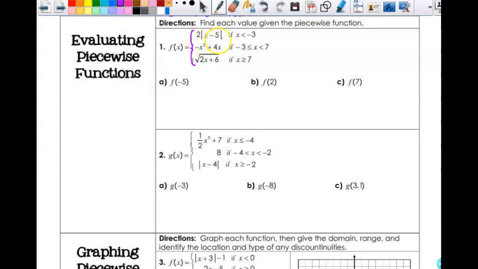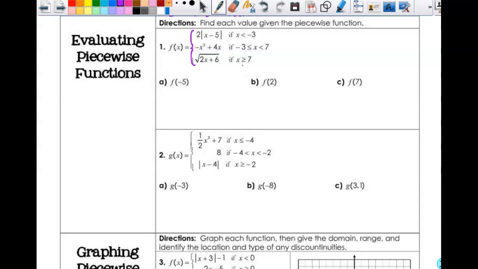And so I'm using this function if x is less than -3. I'm using this part when x is between -3 and 7, including -3, and I have this part if x is greater than or equal to 7. So you've got to pay attention to the inequality part of that, like whether I'm including it or not.